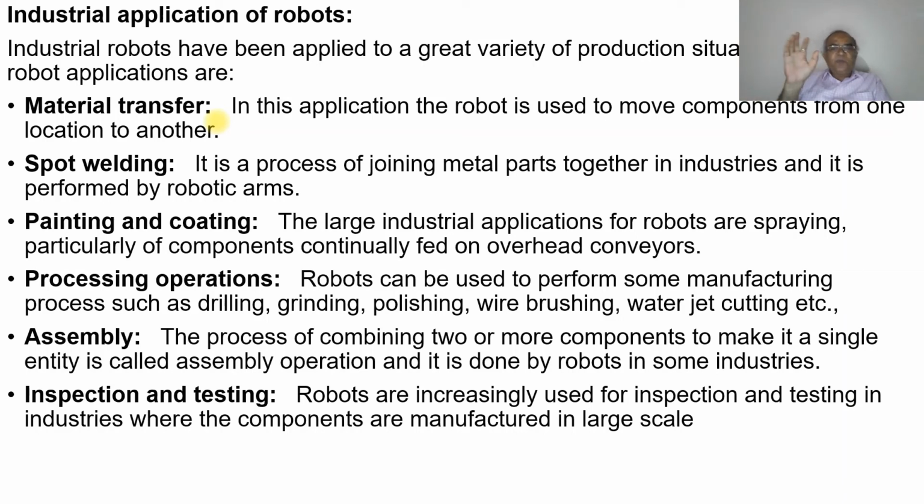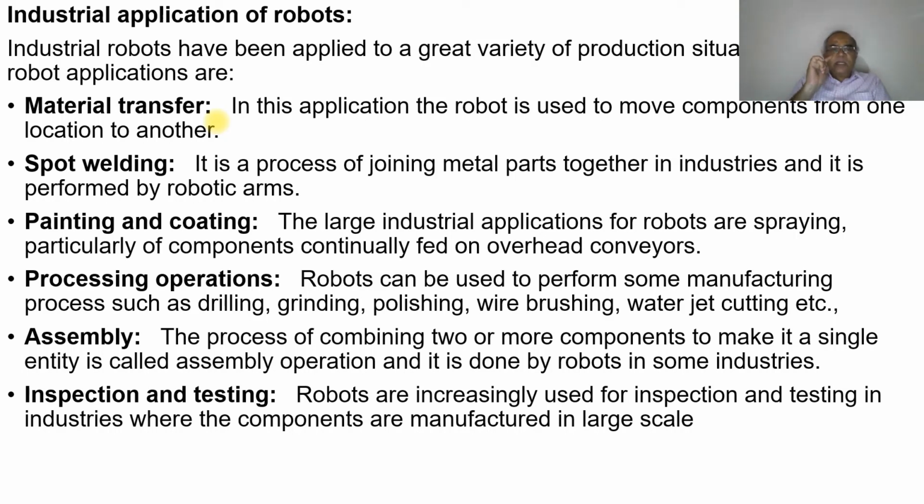Next, it is used for spot welding. It is a process of joining metal parts together in industries, and it is performed by robotic arms. When you have a very high temperature that would have an effect on the human eye, in such cases they go for robots, and that is used for a huge number of applications wherein we need to perform a spot welding operation. And as I already told you about painting and coating, the large industrial applications for robots are spraying, particularly of components continually fed on overhead conveyors.